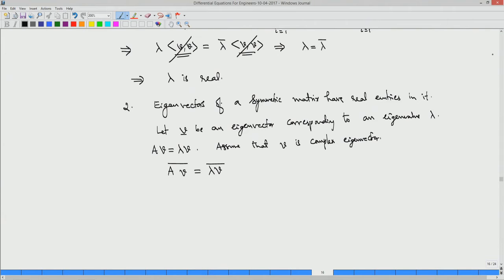Let V be a non-zero eigenvector corresponding to an eigenvalue lambda. Now we assume that V is a complex eigenvector. If I take the bar, because A is a real symmetric matrix, A has real entries, so A V bar equals lambda bar V bar. But a symmetric real matrix is also Hermitian, by property 1, and lambda is always real. So lambda bar is actually lambda, and A V bar equals lambda V bar. Since V is a non-zero eigenvector, V bar is also non-zero. That implies V bar is also an eigenvector.